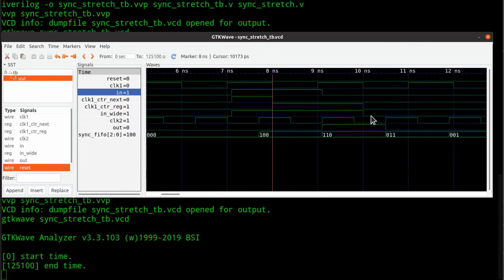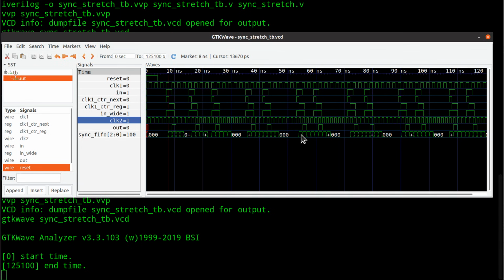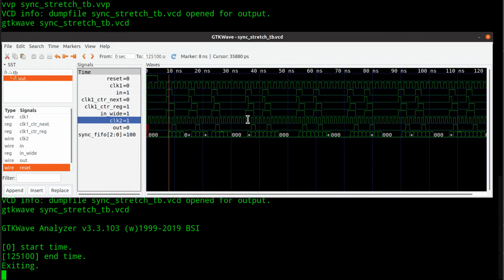this is high for at least 3 edges, could even be 4. 1, 2, 3, 4. Exactly. Maybe even 5. If they slid over to there, we might even pick up another edge. So this time, the relationship is great, provided that the clock 2 doesn't slow down too much. And we can slow it back down, and we'll probably see it fail. All right? So this will probably take care of the glitch problem.